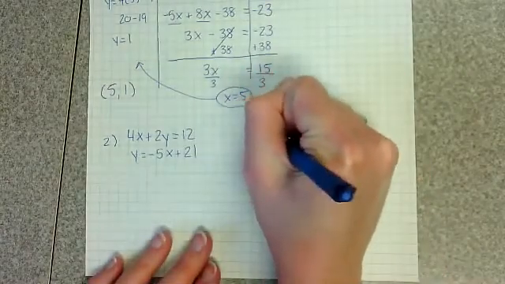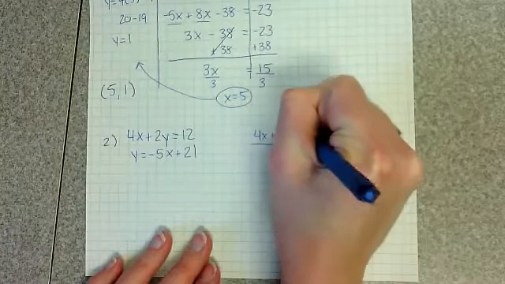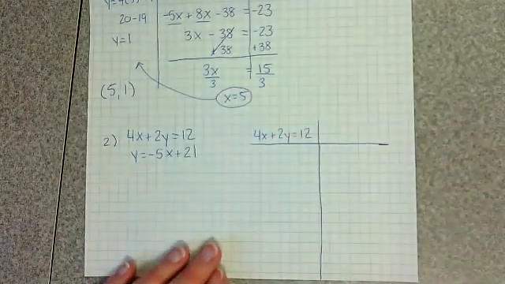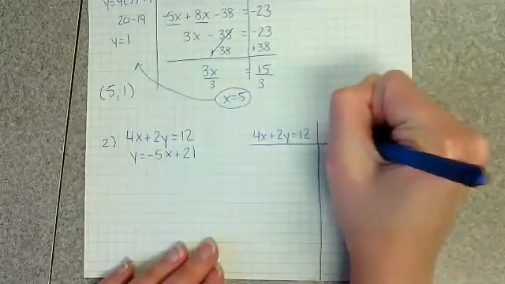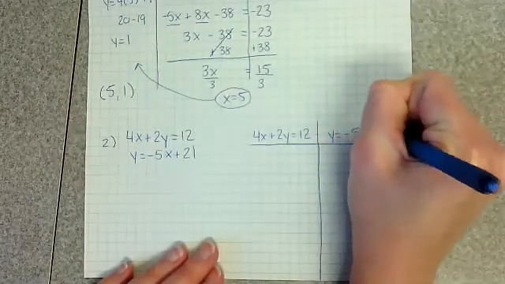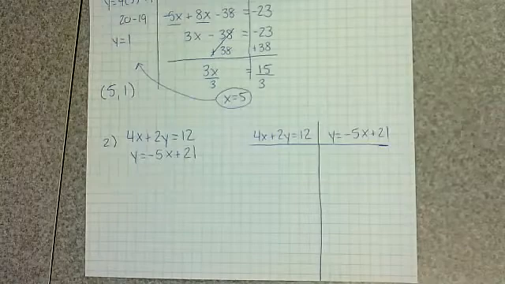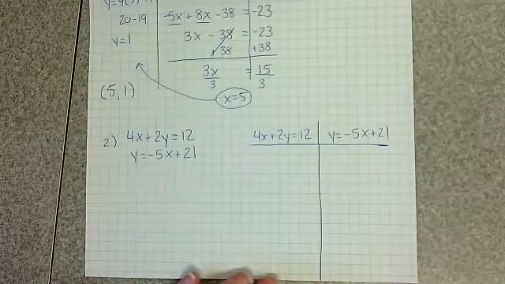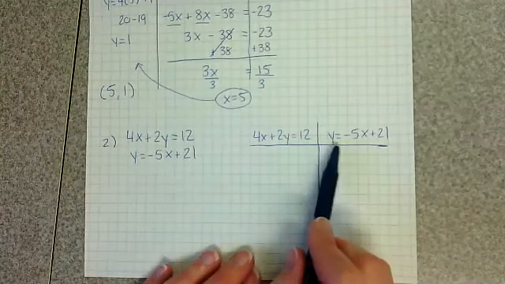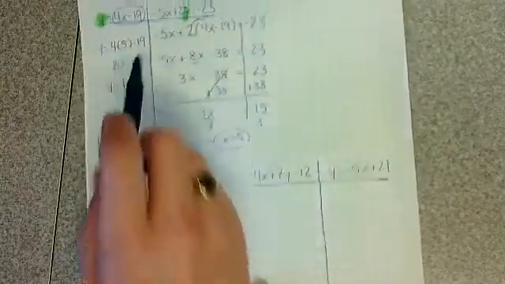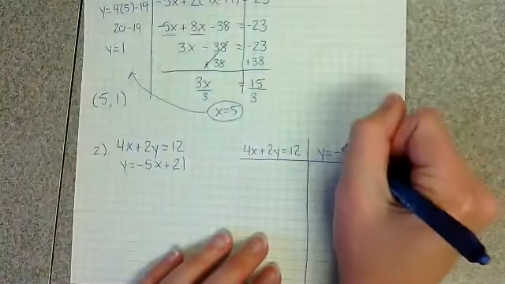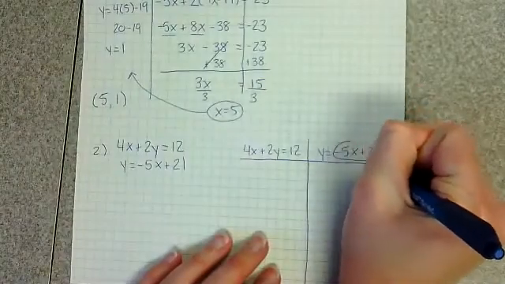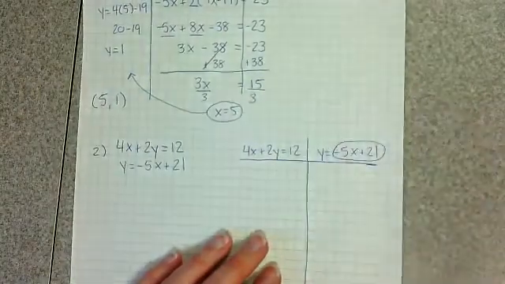So 4x plus 2y is equal to 12. And then my second equation, y equals negative 5x plus 21. Here's my y equals. So it's on the other side of the table, but I still want that y equals. So I'm going to circle everything that comes after my equal sign, after the y equals.